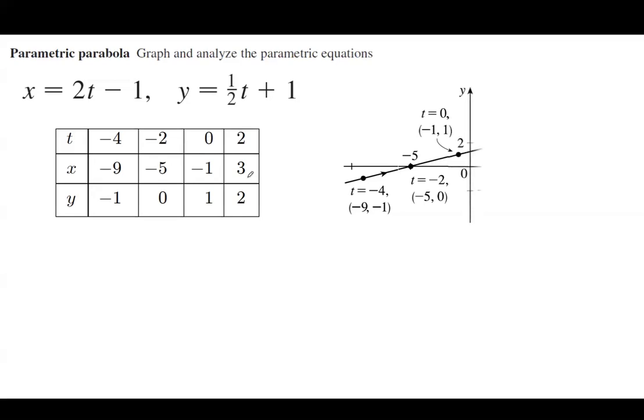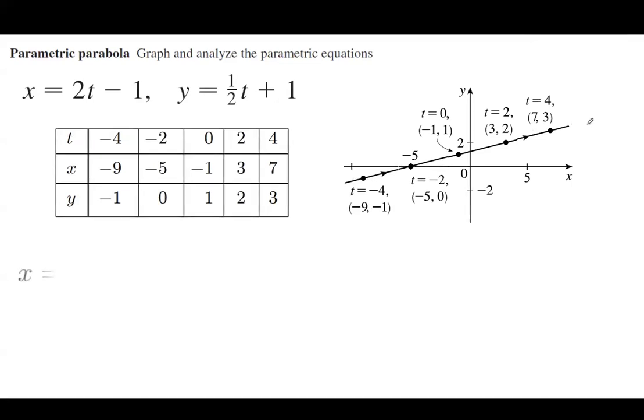And finally, let us take a look at another t value, which is 4. My x becomes 7 and my y becomes 3, simply by plugging these values in. And this is the last point on my curve. When I connect this together, I see an increasing line.